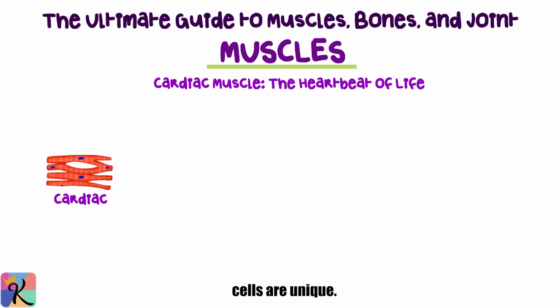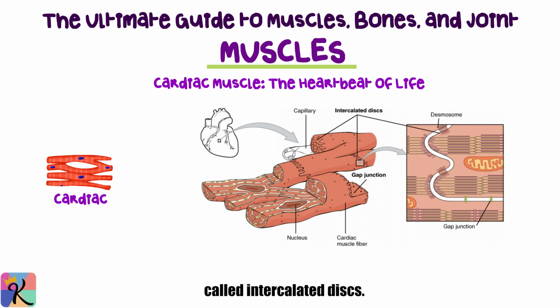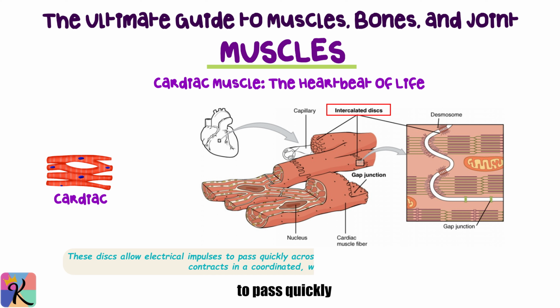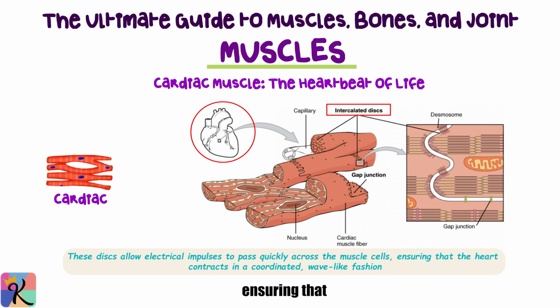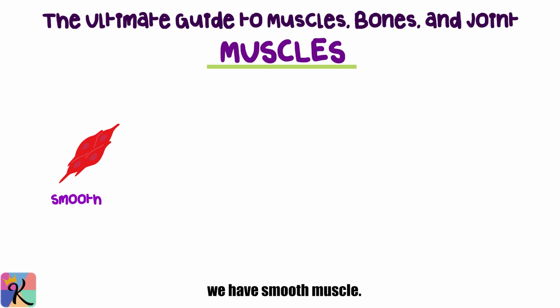Cardiac muscle cells are unique. They're branched and interconnected by structures called intercalated discs. These discs allow electrical impulses to pass quickly across the muscle cells, ensuring that the heart contracts in a coordinated, wave-like fashion. Last but not least, we have smooth muscle.